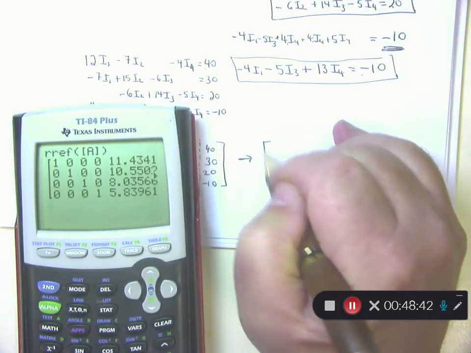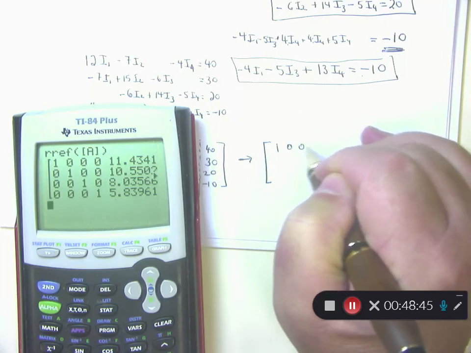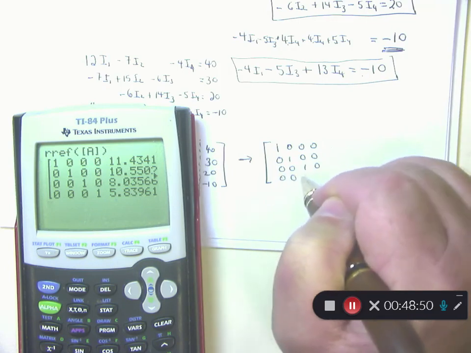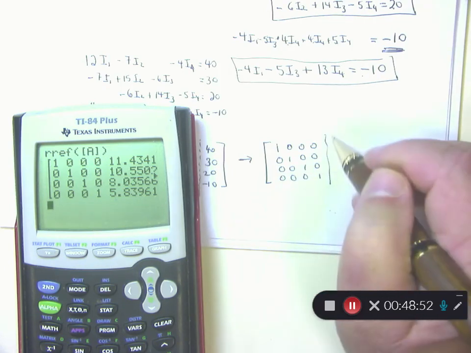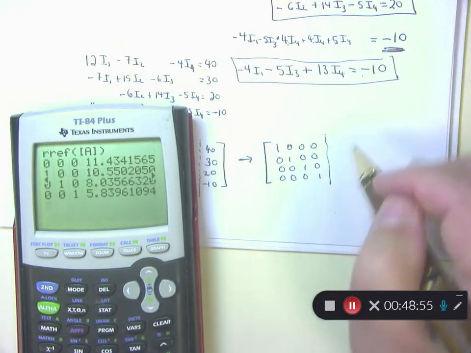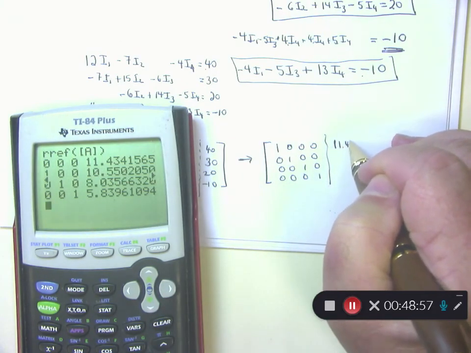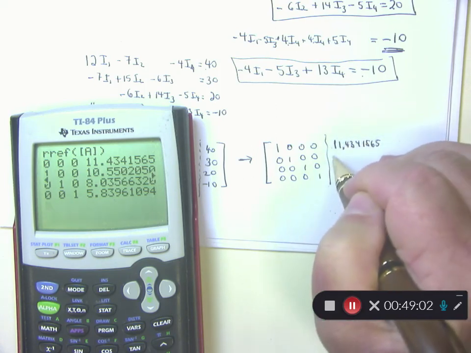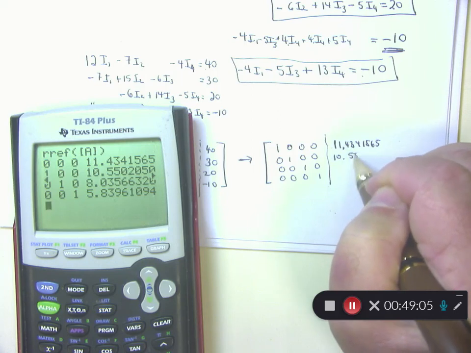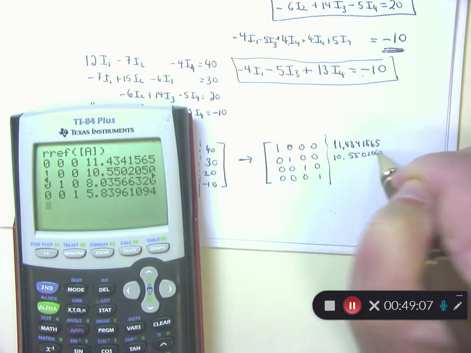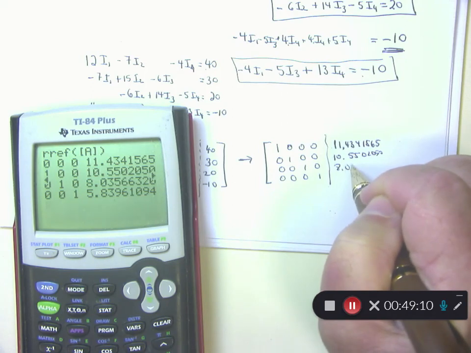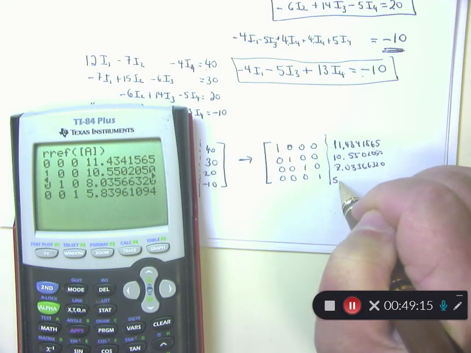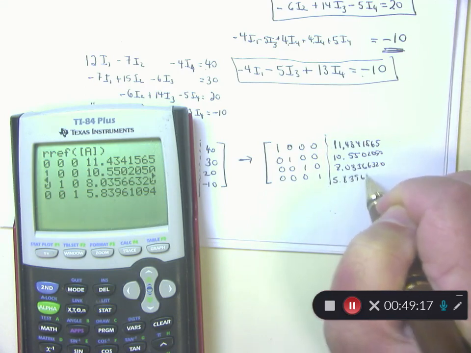Okay, the answer. Here it is. It is 1, 0, 0, 0, 0, 1, 0, 0, 0, 0, 1, 0, 0, 0, 0, 1, augmented with 11.43415565, close enough to leave that, 10.550250, 8.0356632, 5.83961094.